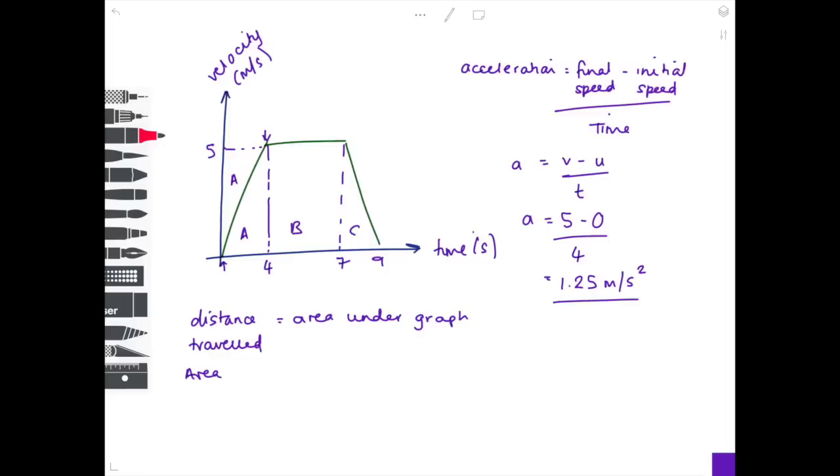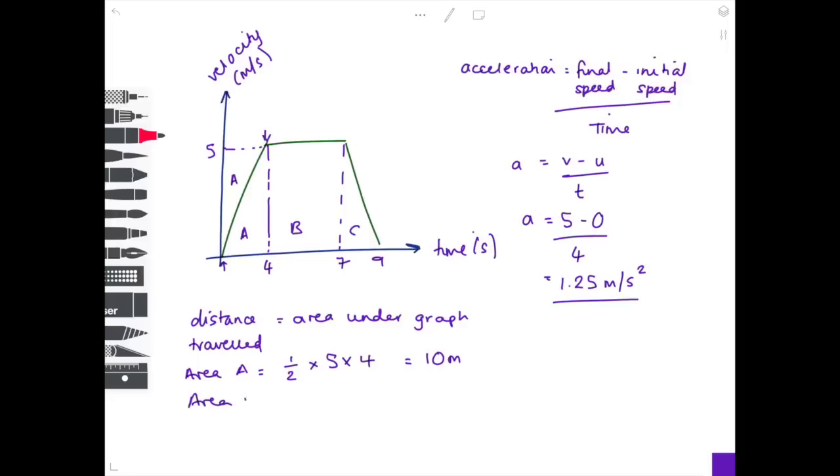So area A is given by this formula. Well, it's a triangle, so I need to put in a half immediately. Times it by the height of the triangle, which is 5. Times it by its width. Do the calculation, and that will therefore be 10 meters.